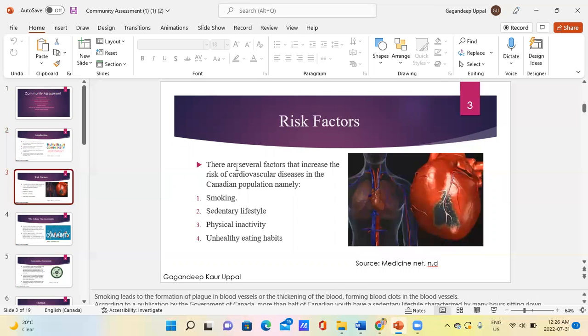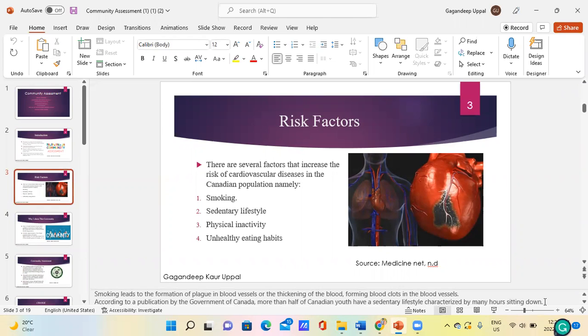Next, risk factors. There are several factors that increase the risk of cardiovascular diseases in the Canadian population, and that is smoking, sedentary lifestyle, physical inactivity, unhealthy eating habits. So, smoking leads to the formation of plaque in the blood vessels or the thickening of the blood vessels, forming blood clots in the blood vessels, which leads to cardiovascular diseases. According to a report by the Government of Canada, more than half of Canadian youth have a sedentary lifestyle characterized by many hours sitting down.